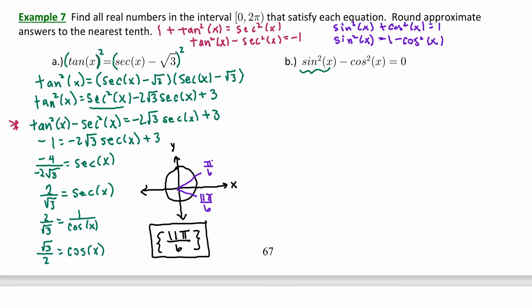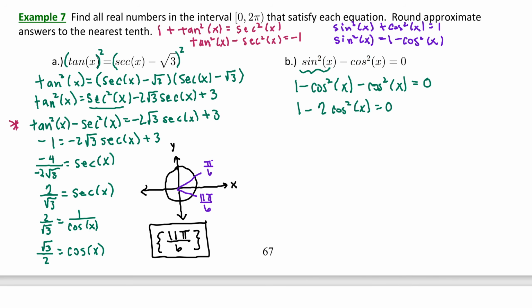And I'm going to plug that into my equation in place of the sine squared in order to write the entire equation in terms of a single trig function. So you can go the double angle identity route, or you can go the Pythagorean identity route. So combining like terms, we have 1 minus 2 cosine squared of x equals 0.